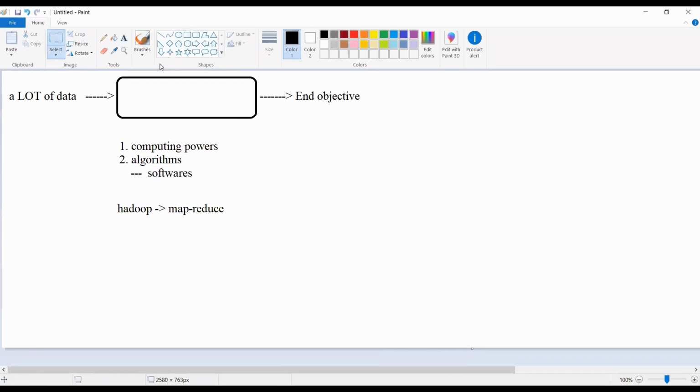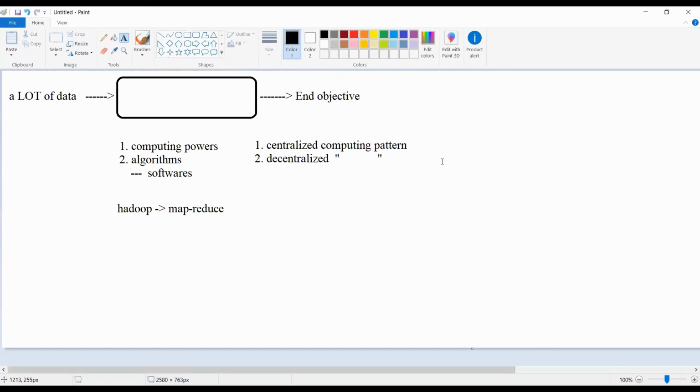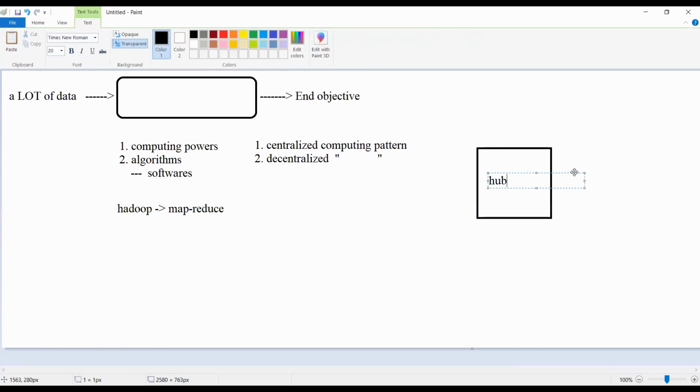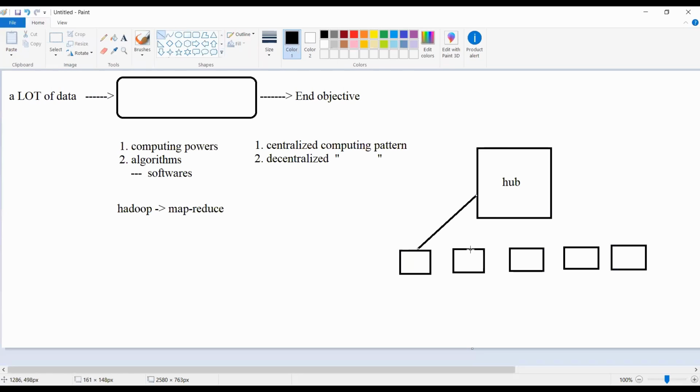So let's understand how we are dealing with the first part, the computing power. For dealing with computing power, we have two separate ways of designing the computing resources that you have. Number one is the centralized computing pattern, and the second one is, of course, decentralized. When you talk about the centralized computing pattern, we are talking about a structure where we have a hub. After that, we have some nodes, and these nodes will be connected directly to the central hub, but they will not have their own individual connections with each other. So this is the connection we are trying to set up.